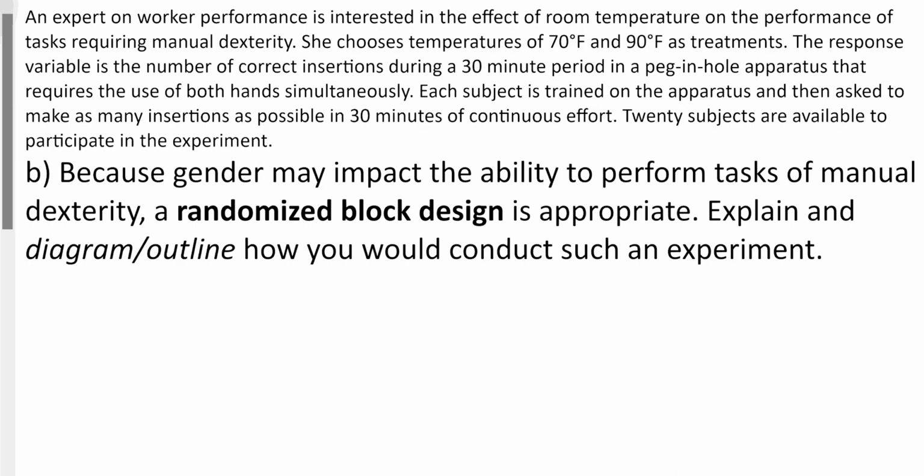Now, there's some things here that might make something different. Maybe age, because your hands don't work quite as well the older you get. Maybe gender. Usually females have much smaller hands than males. So because gender may impact the ability to perform tasks of manual dexterity, a randomized block design is appropriate. Explain and diagram/outline how you would conduct such an experiment.